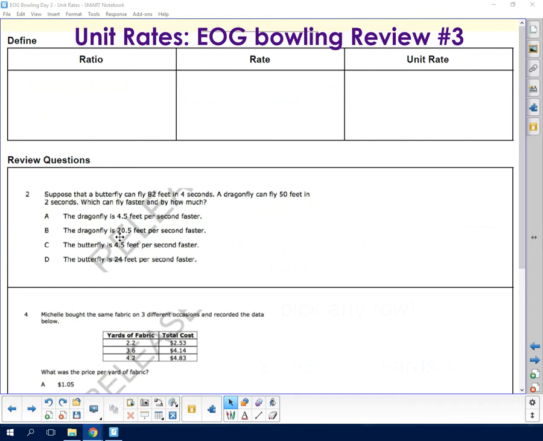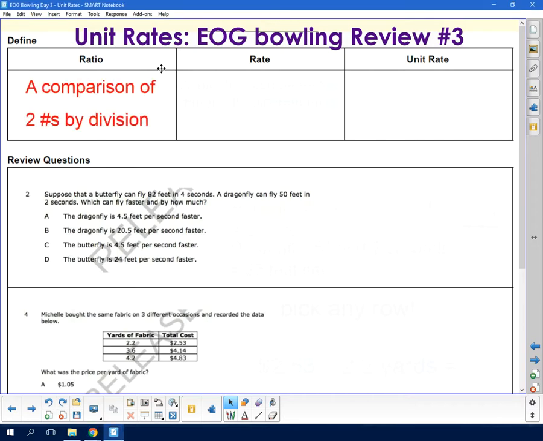These practice problems are homework tonight. Please try your best to work through them, show your work on them. Most of them were calculator active on the EOG. When we started Unit 5, we talked about ratios. The first thing we said was that a ratio was a comparison of two numbers by division.